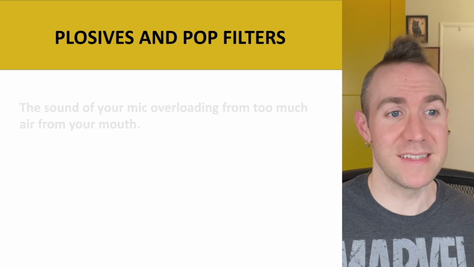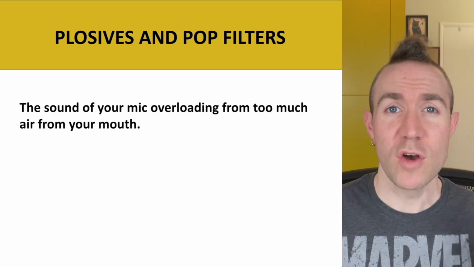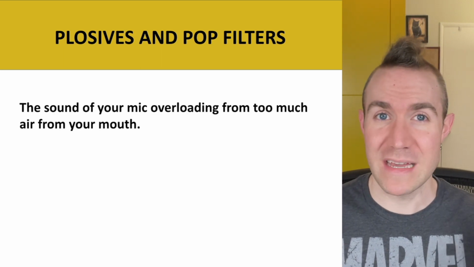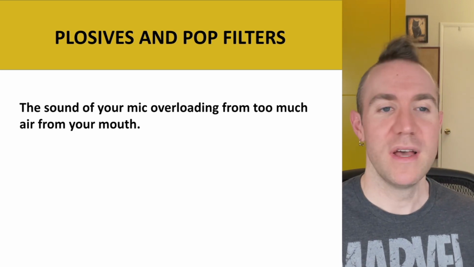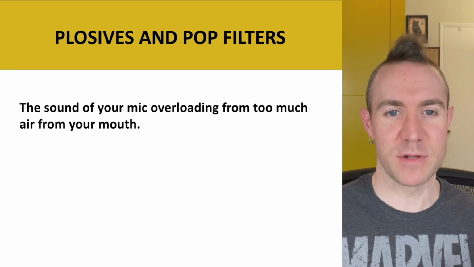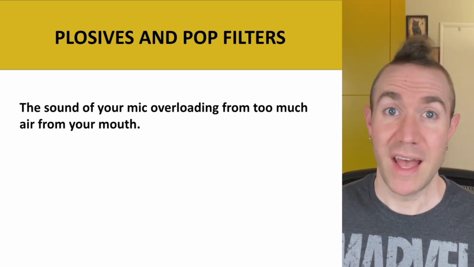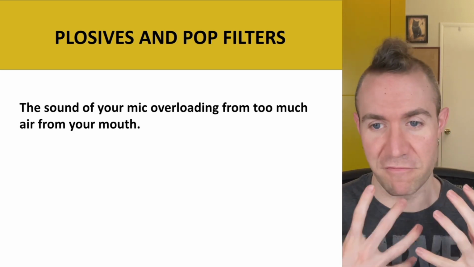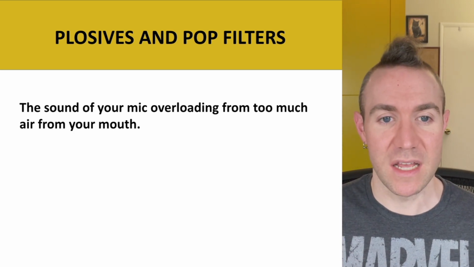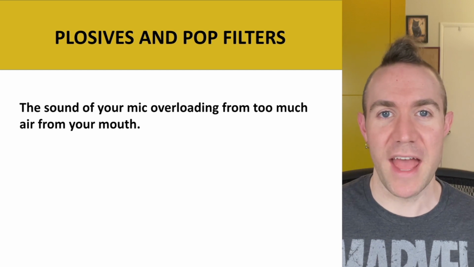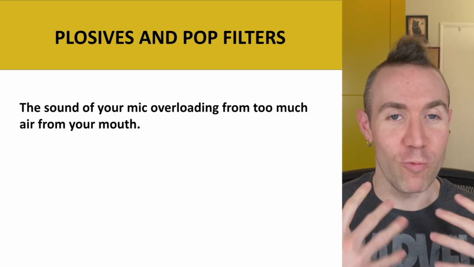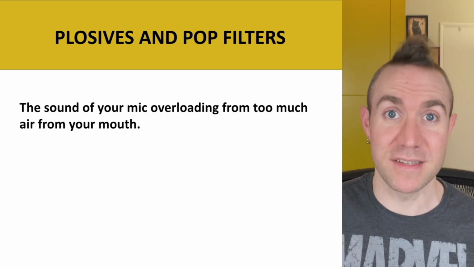Well, a plosive is the sound of your microphone overloading when a burst of air from your mouth hits the microphone way too hard. The letter P, as in Paul, is the most common letter that causes plosives. However, there are a lot of other letters and vocalizations like T and K and ch and F that create a lot of wind that comes out of your mouth that can cause a plosive.